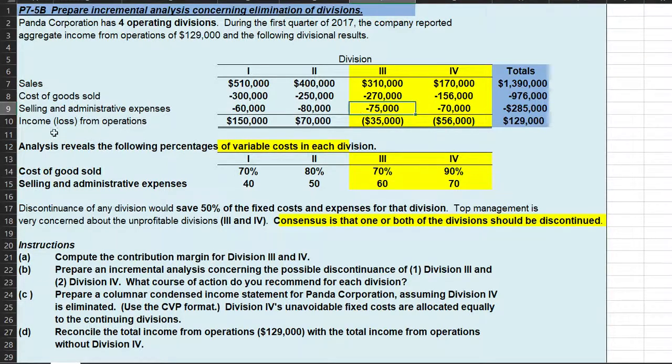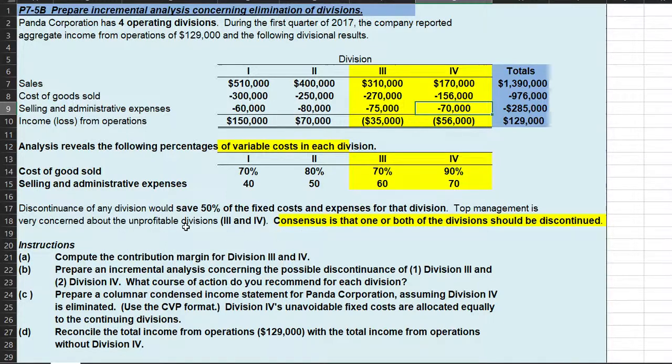Its selling and administrative expenses are $75,000, 60% is variable and 40% would be fixed. For Division 4, you can see the breakdown, 90% variable, which means 10% would be fixed. And for the selling and administrative expenses, 70% is variable, therefore 30% would be fixed.